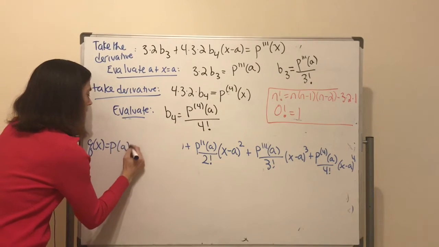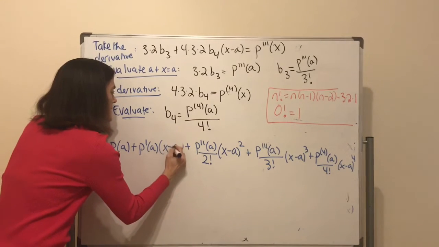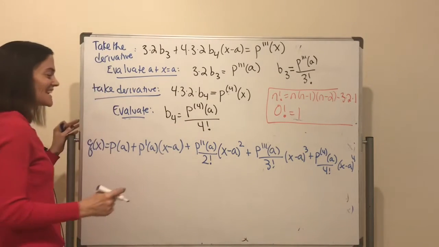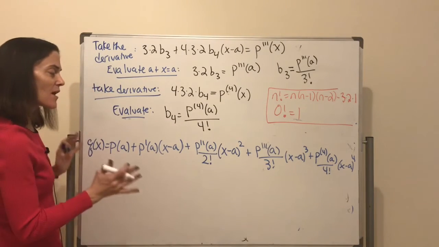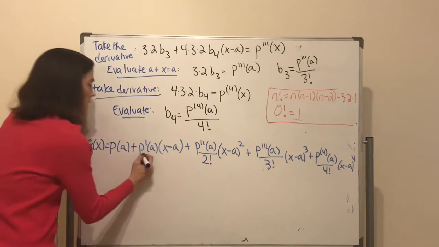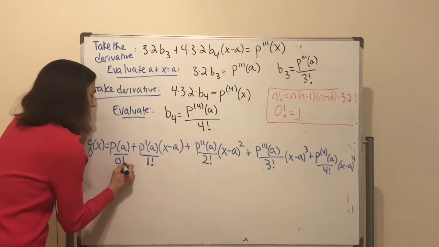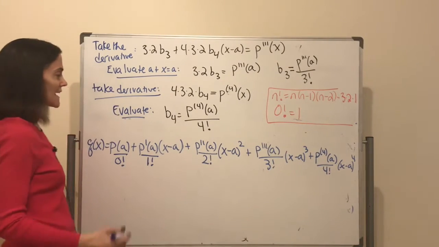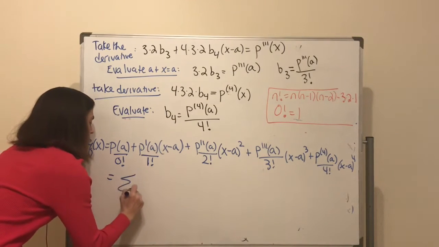P of A. I hope you caught my mistake. I didn't have a x minus a here. I didn't have this part. Now this is correct. I have all of my x minus a to a powers, and I have my coefficients. You could even write this over 1 factorial and over 0 factorial, and I haven't changed anything, just the pattern works. Or you can write this in summation notation.